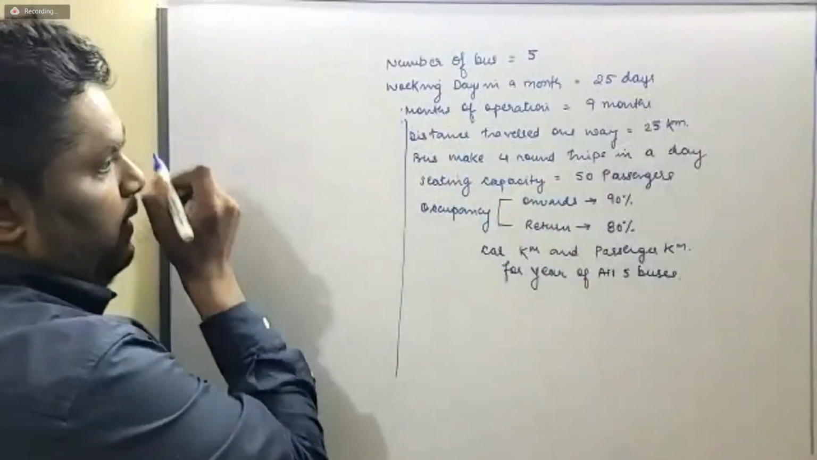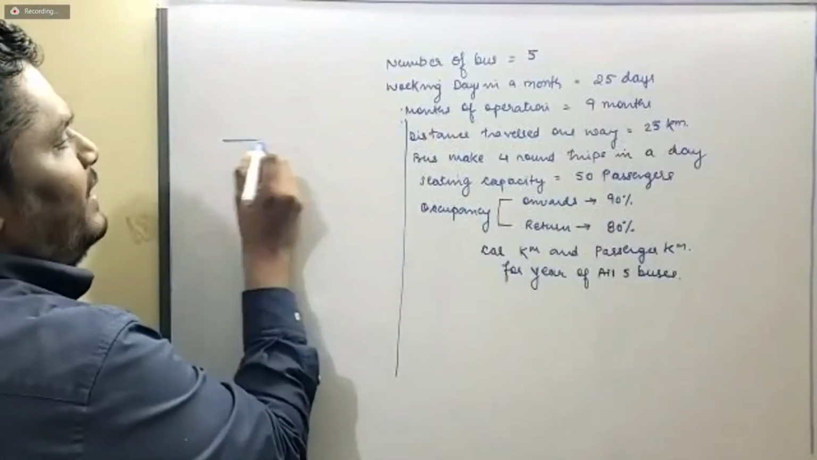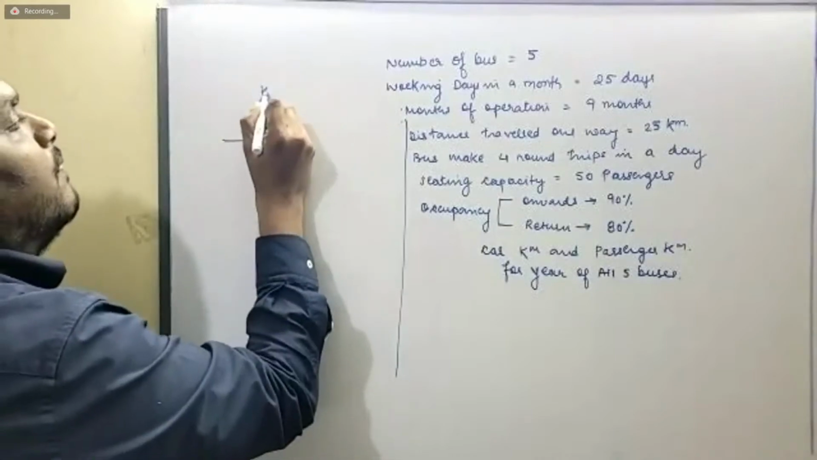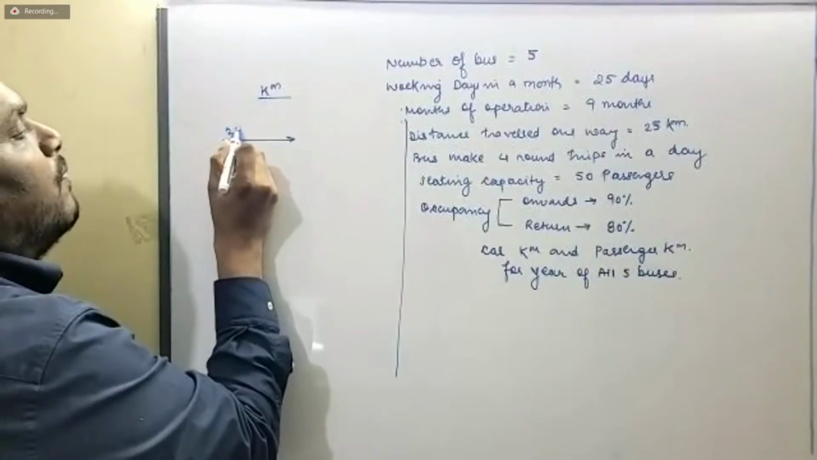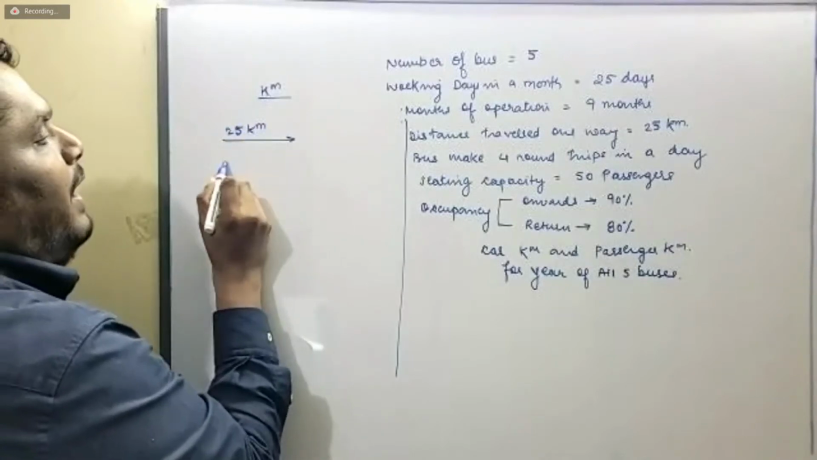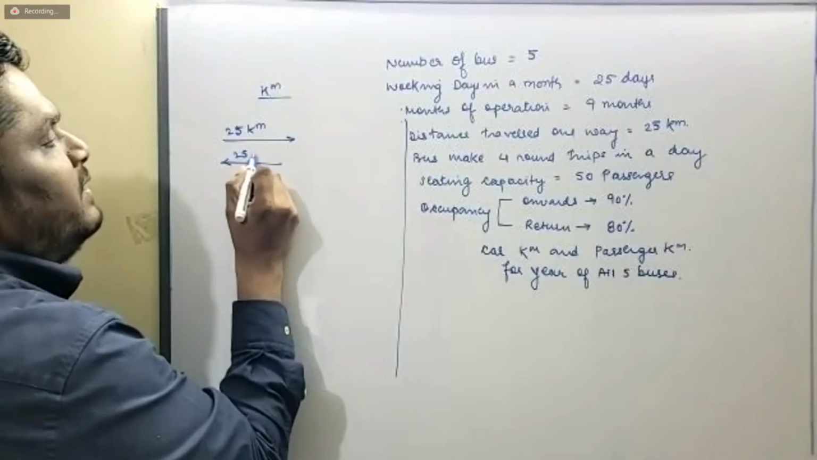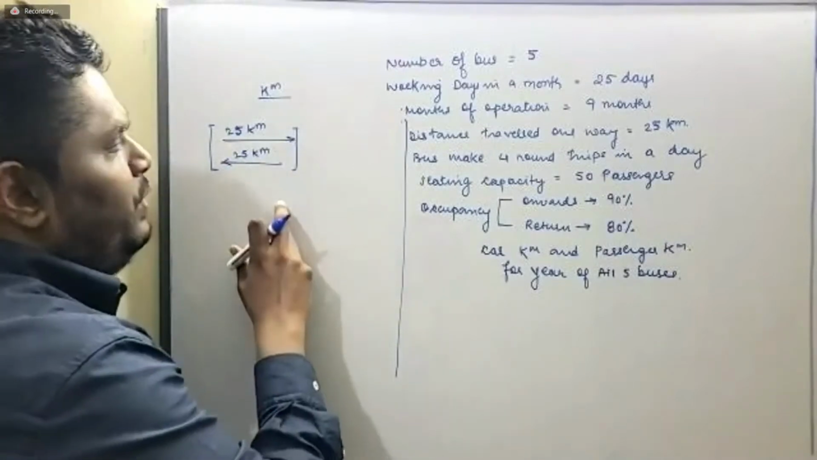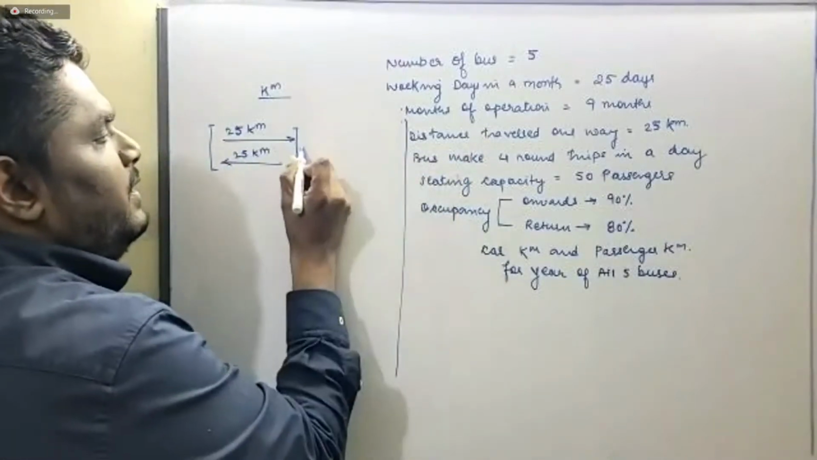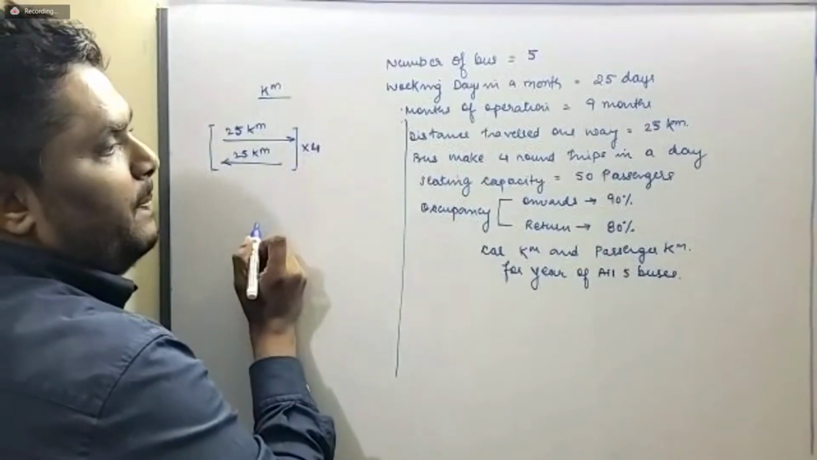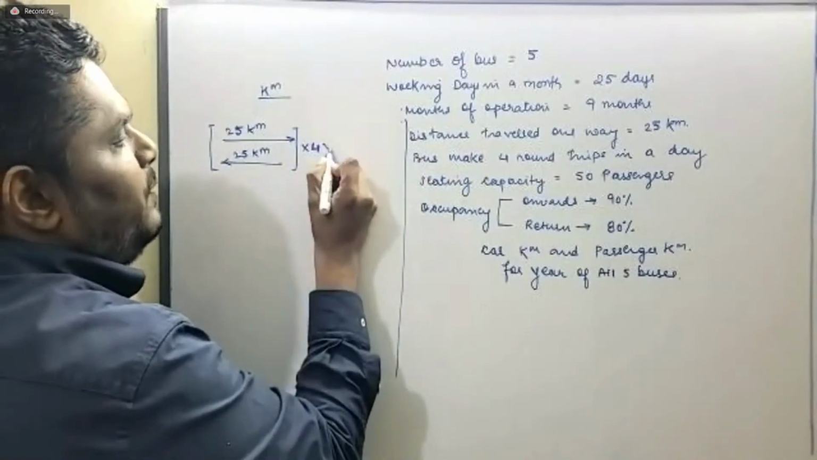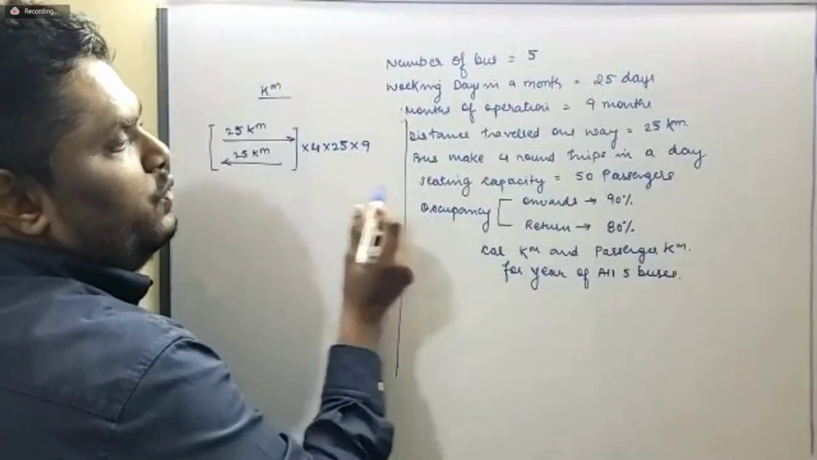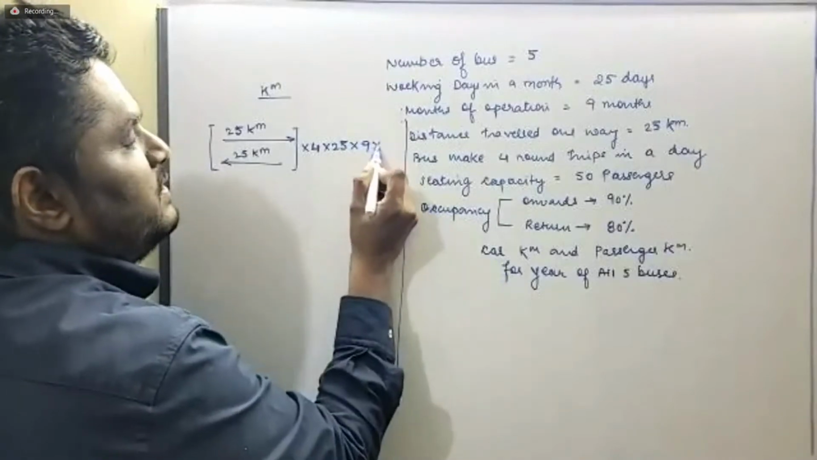Now, the onwards journey is of 25 kilometers. And the return journey is for 25 kilometers. So in a round trip, they travel 50 kilometers. There are 4 round trips in a day. They are working for 25 days in a month, into 9 months in a year, into the number of buses, which is 5 buses.